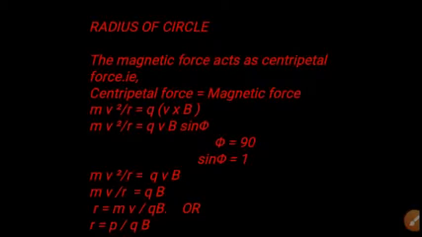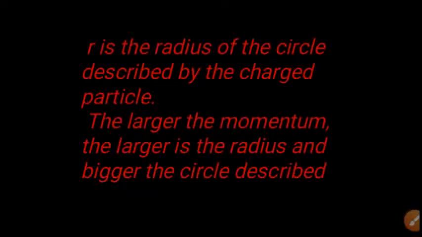From this expression, it is clear that radius depends on mass and velocity directly, and on charge and magnetic field inversely. That is, for a charged particle having higher mass or higher velocity, the radius of the circle followed by it will be larger. Similarly, r is directly proportional to momentum, which means the greater the momentum, the greater will be the radius of the circle described by the charged particle. The larger the momentum, the bigger the circle described.